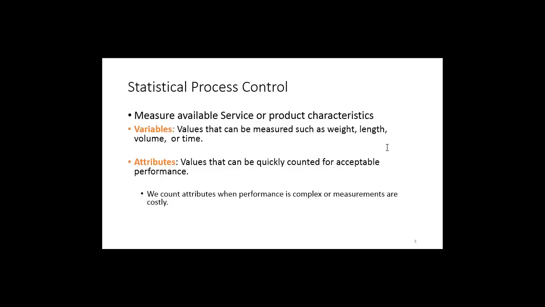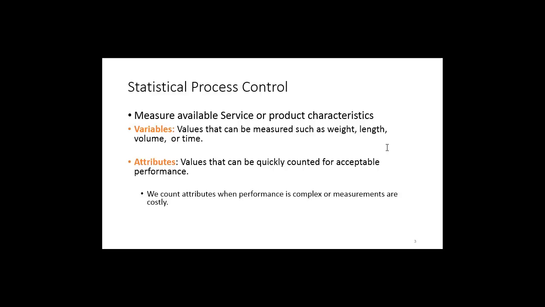There are two types of measurements we do in quality control. We might measure variables. Variables are values that we can measure with standard scales, such as weight, length, volume, or time. The second group is attributes. These are the values that we can count, for example, the number of scratches or blemishes on the paint of a car or a room. We don't measure them by size, we just count them. But the weight of a box or the length of a bar, these are variables.